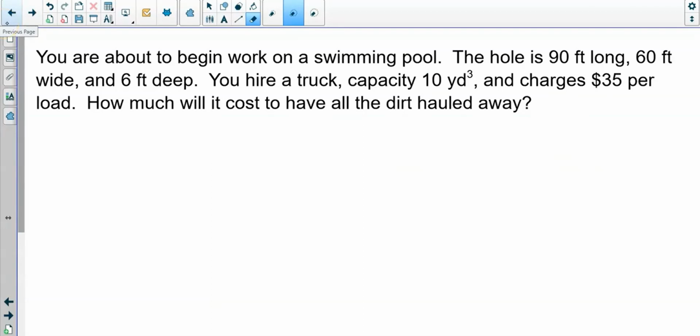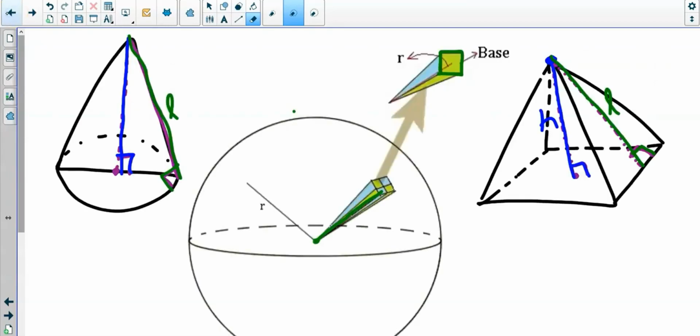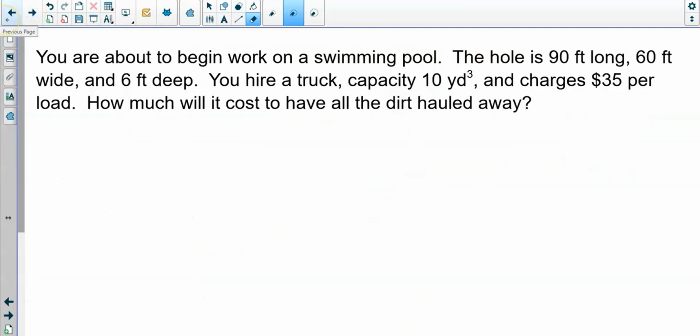Okay? So this one, again, we've done a problem like this. Back in, not 10.1, but 10.3, when we did perimeter, with a formula like this, because it looks like you are trying to find how much it will cost to haul some dirt away. Okay?